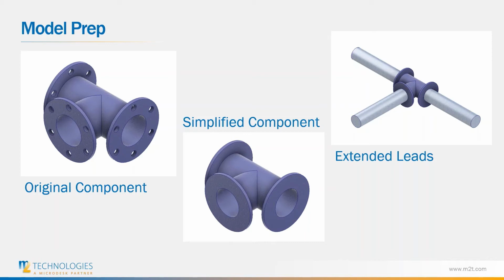Next, if we isolate a single part, we can again simplify by removing the bolt holes. And if we're putting it in CFD, we can model the leads in and out of this pipe to achieve that laminar flow.